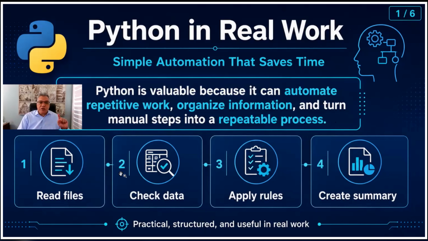Python goes through 4 different steps. Number 1, you give Python the file. Python will read it. Number 2, Python will check the data inside this file. Number 3, Python will apply the rules that you give to Python with this data. Number 4, Python will create the summary for you the way you like it. So let's go through each one and see how Python does that.